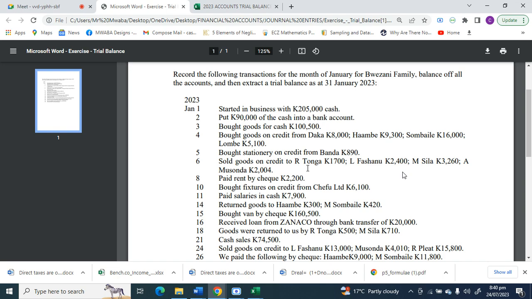Our receivables, each receivable. Now remember, receivables are an asset to you. So an increase in your receivables, you debit.